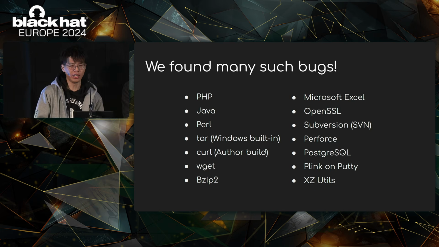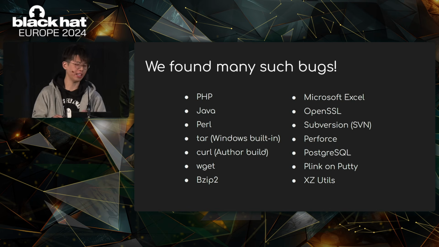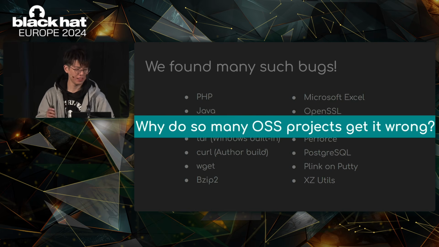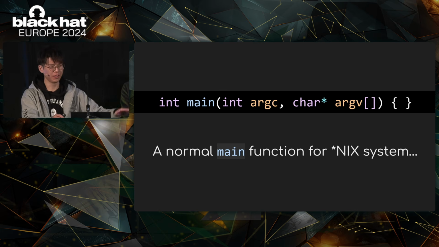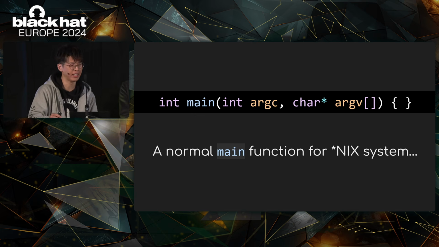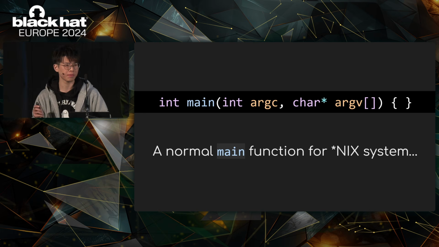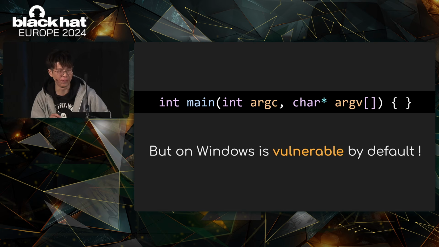As aforementioned, our attacks affect so many popular applications. Some of them are fixed, some of them are not. But why do so many applications do it wrong? It's quite common to have a main function, and you put all the application logic inside that. This approach works well on the Unix system. However, if you port the same program to Windows for any reason, it will be vulnerable by default.